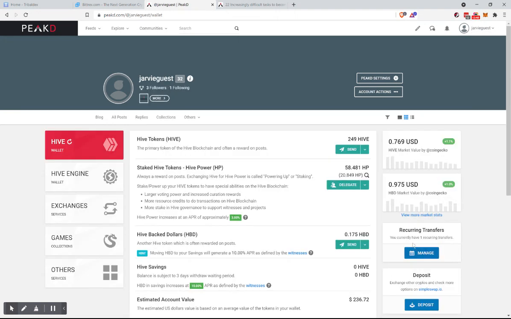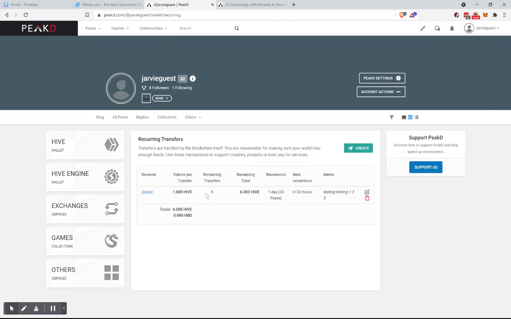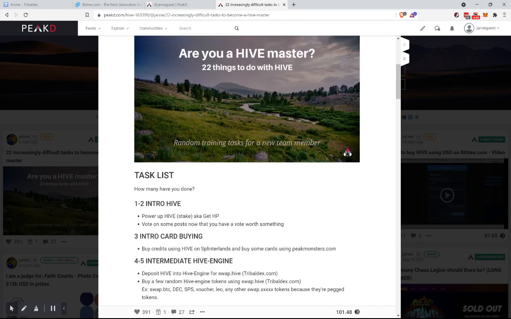If you're wondering, it's right here, recurring transfers. You can manage them. And you can see, there's 6 left, 6 Hive remaining. And if you don't have the Hive, then it fails. It tries again. It fails. I think if it fails like 2 or 3 times, it just cancels the whole recurring payment. Makes sense.